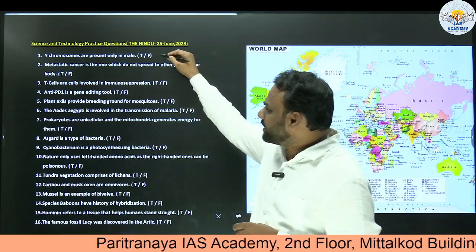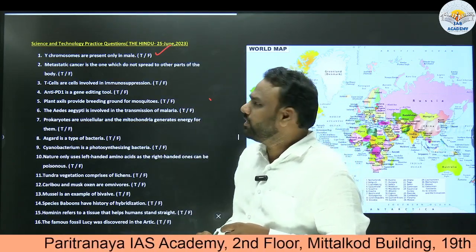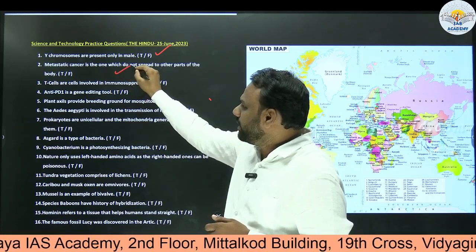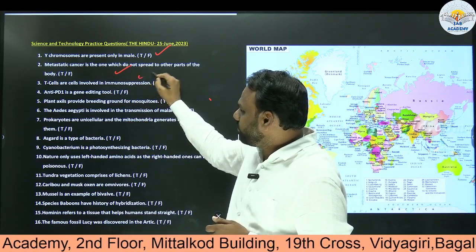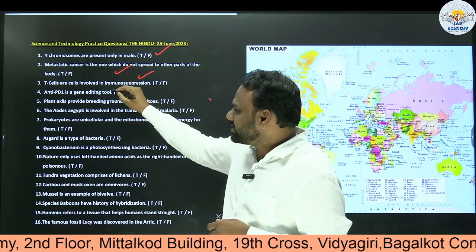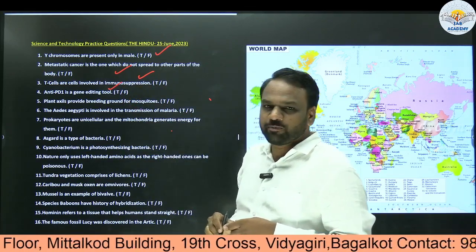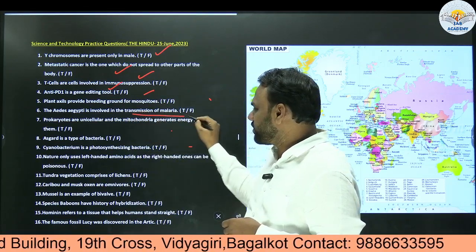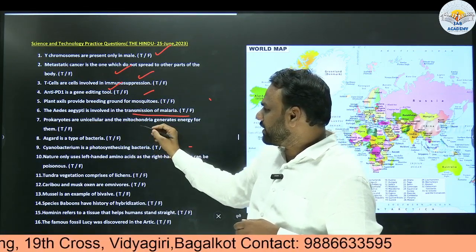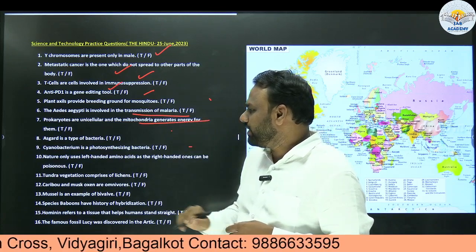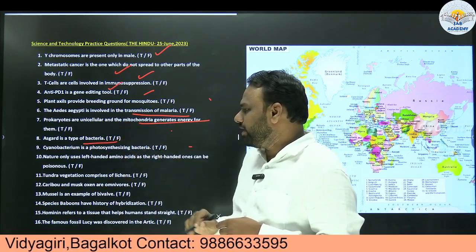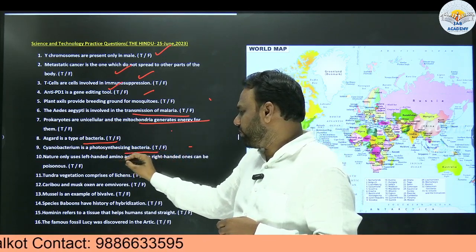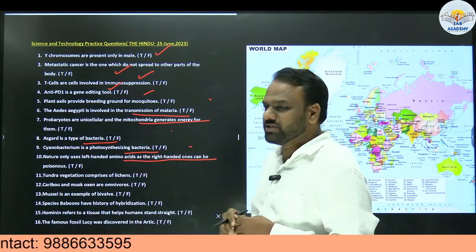Y chromosomes are present only in males. You have to indicate true or false. Next, metastatic cancer is the one which does not spread to other parts of the body. Next, T cells are the cells involved in immunosuppression. Anti-PD1 is a gene editing tool. Plant axils provide breeding ground for mosquitoes. The Aedes aegypti is involved in the transmission of malaria. Prokaryotes are unicellular and the mitochondria generate energy for them. Asgard is a type of bacteria. Cyanobacterium is a photosynthesizing bacteria. Nature only uses left-handed amino acids, as the right-handed ones can be poisonous.